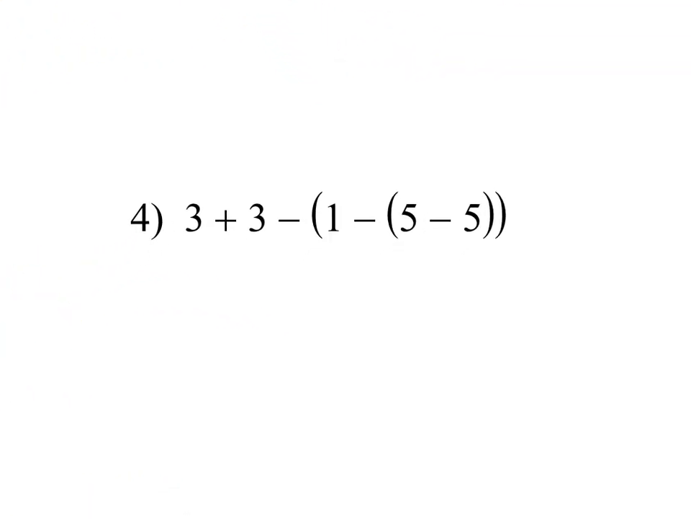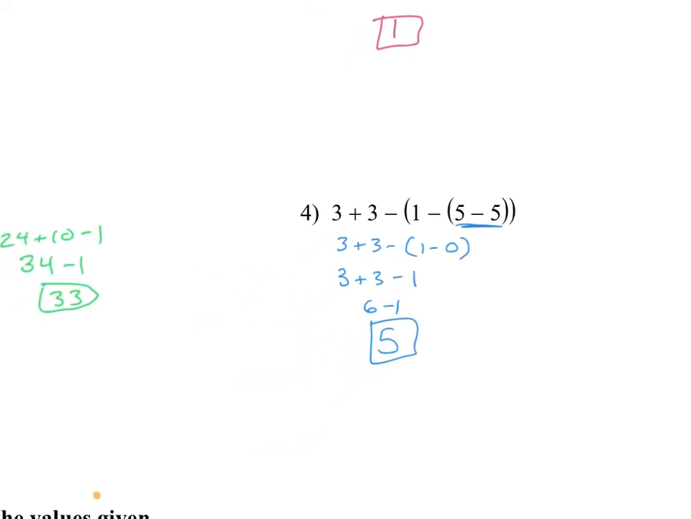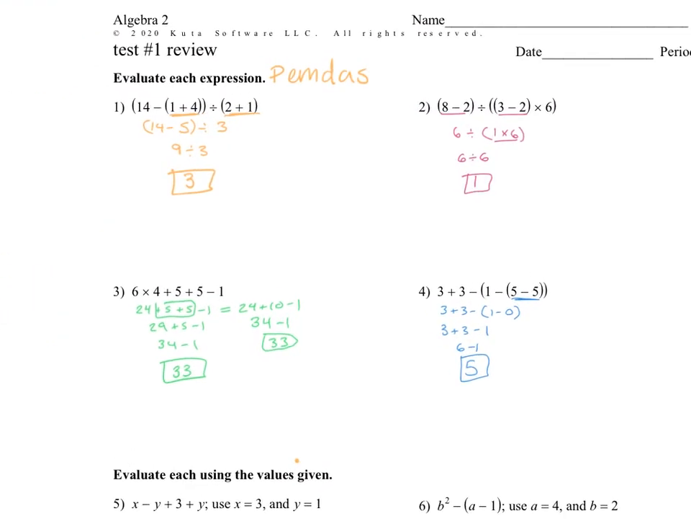Number 4, what do we need to do first? Parentheses. So we work inside out with our parentheses. So 5 minus 5 is what? 0. So we have 1 minus 0. What's 1 minus 0? 1. And then we just add 3 plus 3 is 6 minus 1, so our answer is 5. All right, any questions about this first part? Any questions on PEMDAS?